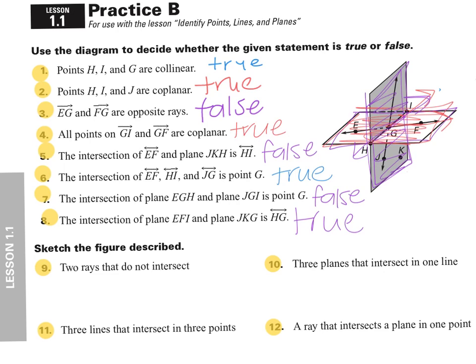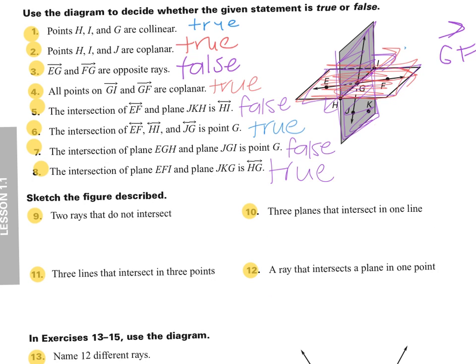Okay. The next section says to sketch the figure described. It doesn't have to be exactly like the way I'm going to draw it, but within the guidelines. So 2 rays that don't intersect. You can have an endpoint pointing this way and an endpoint pointing this way. As long as they're not pointing in the same direction, they're not going to intersect. 3 planes that intersect in one line. So if I drew a vertical plane, something like that, and then a horizontal plane, something like that, and then maybe like a catty corner plane running that way. These would all meet at one line.